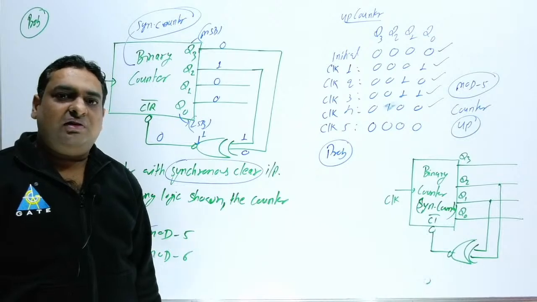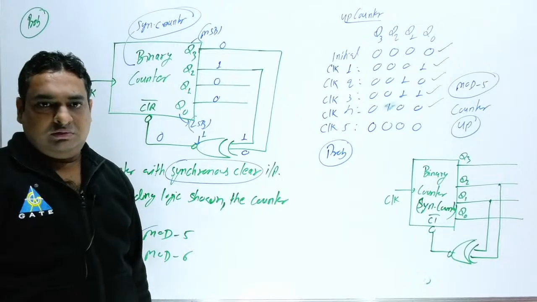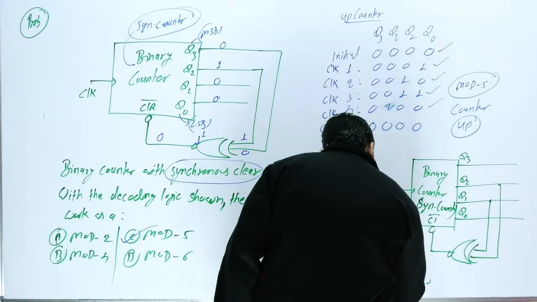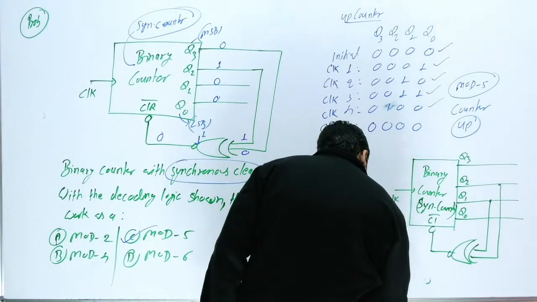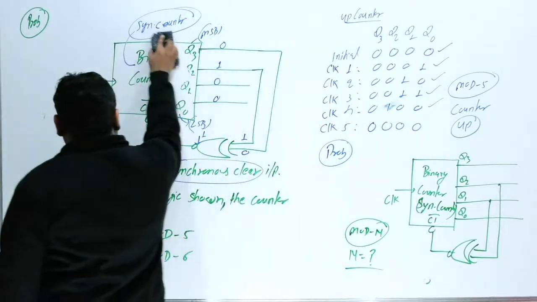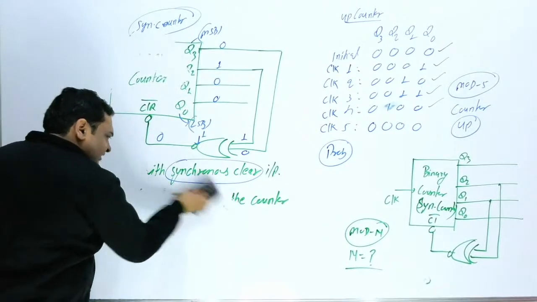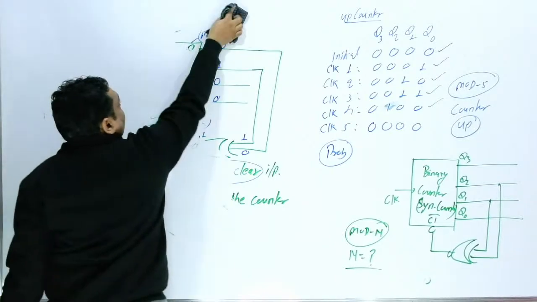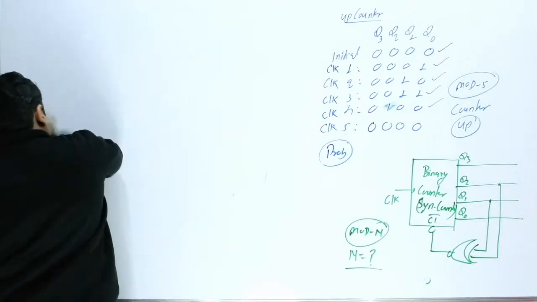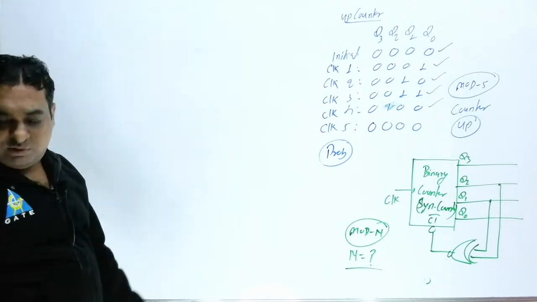Here I have not mentioned whether this is a synchronous clear or asynchronous clear, or whether this is an up counter or a down counter. What will be the mod n counter here? So n is equal to question mark. Anybody can tell me the answer? I have not provided whether this is a synchronous or asynchronous clear, an up counter or a down counter, or which one is the MSB and which one is the LSB. You have to think, but only one answer is possible here.